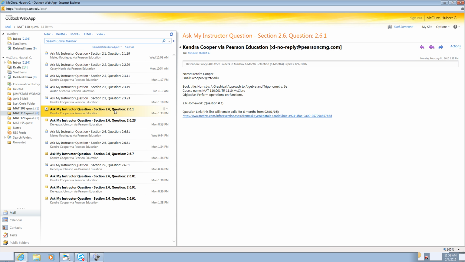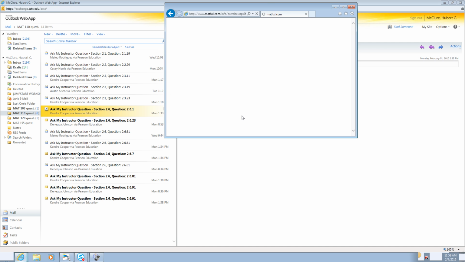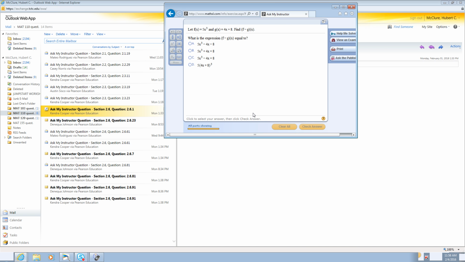Next, 2.6, 1/1. All right, write that one down. It says let f of x be 5x to the third and g of x be 4x plus 8. Find f minus g of x.